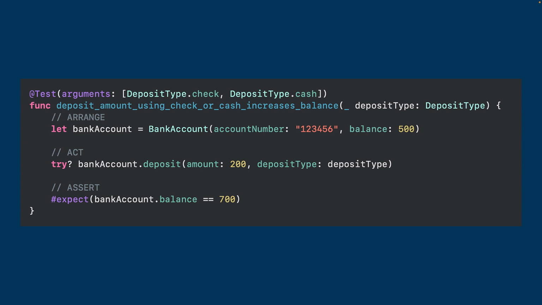So only the act or the action, which is bank account.deposit, the act part, is the one where it is a good idea to have just a single line of code, and act should not be multiple lines of code. All right. So this is known as the AAA formatting in testing, which is arrange, act, and assert.